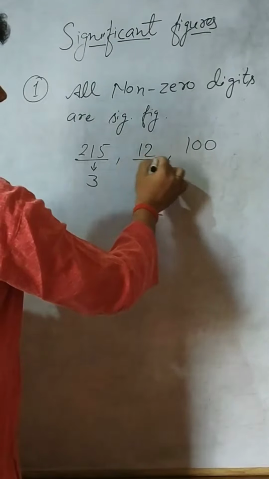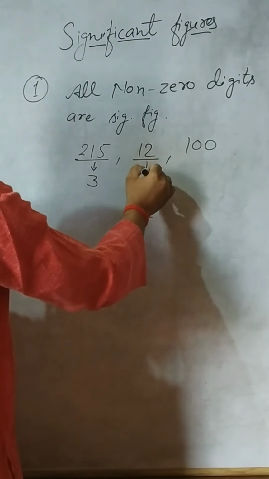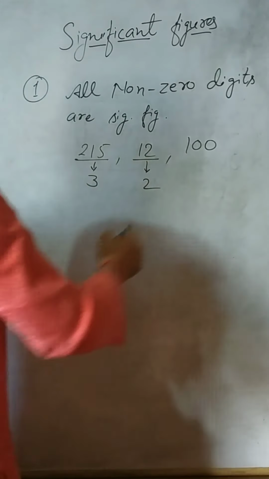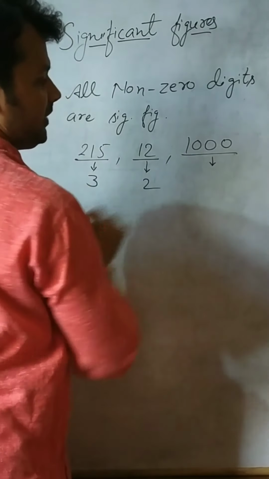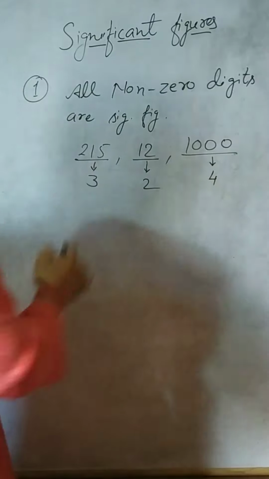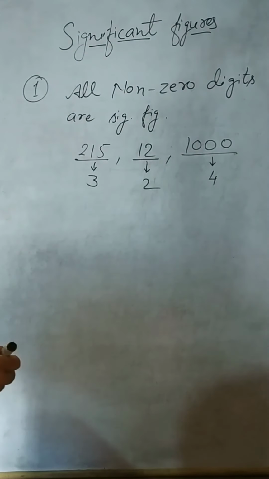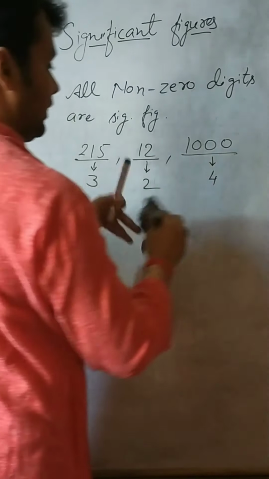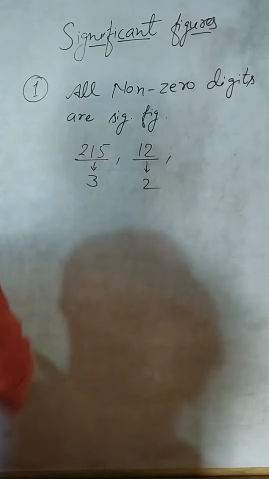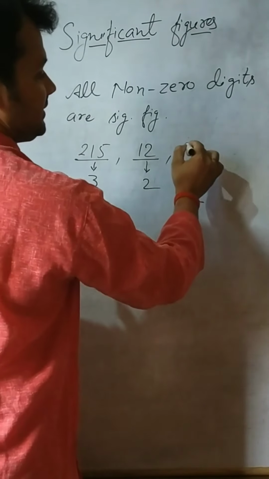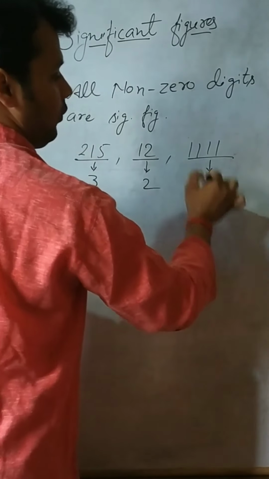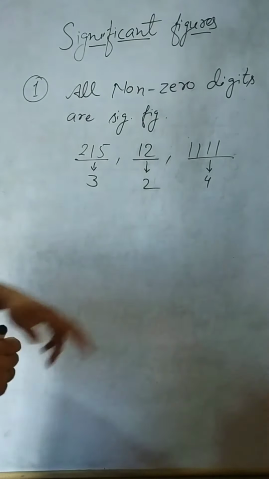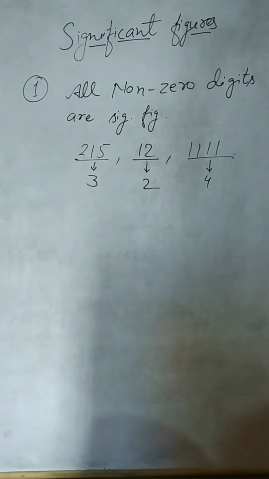How many significant figures does 12 have? It has 2 significant figures. If we take one more, 1000, how many digits are there? 4. Or let's not take 1000, because first of all we are talking about non-zero digits only. So let's take 1111. These are 4 digits, right? So it has 4 significant figures.